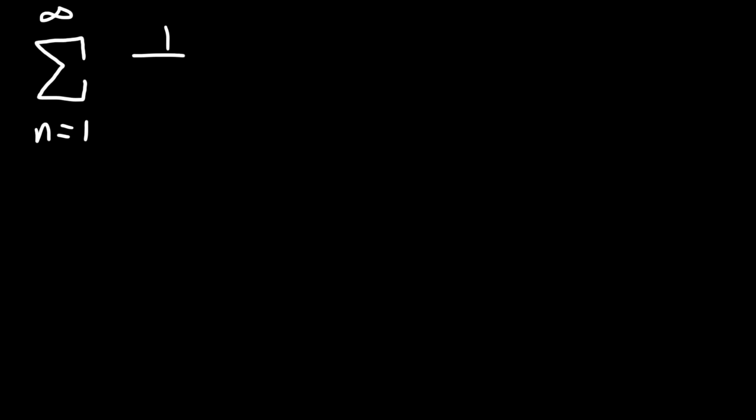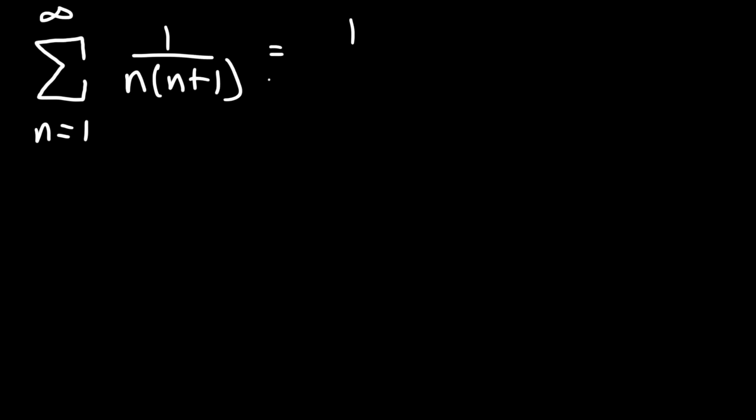So let's say the sequence is 1 over n times n plus 1. Go ahead and determine if the entire series is convergent or divergent. You know the title of this video is telescoping series, so you know that this is some type of telescoping problem. But if you start plugging numbers in, this is what you're going to get.